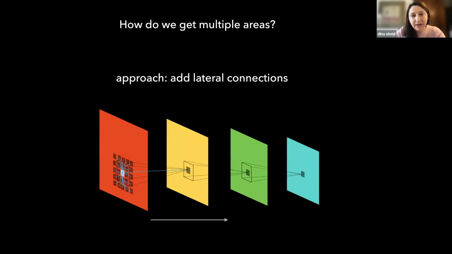So we can think, how do we get multiple areas? We know the brain has lateral connections. That's why we allowed them to take place in our units. So let's try to add lateral connections now, and let's allow the extent of those lateral connections to vary by layer. And now let's see what happens.